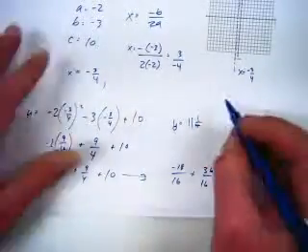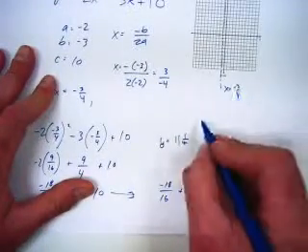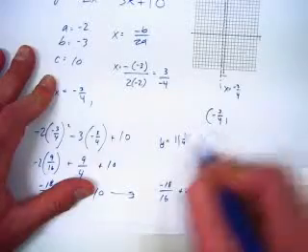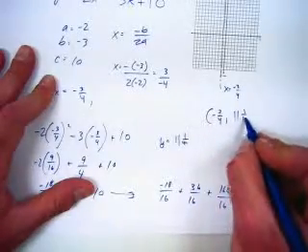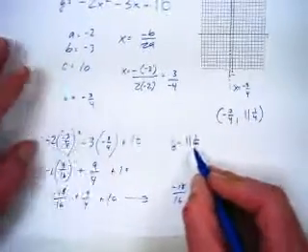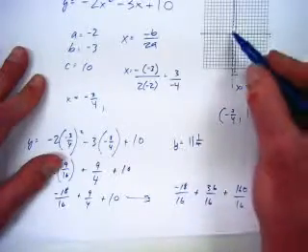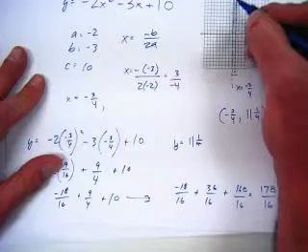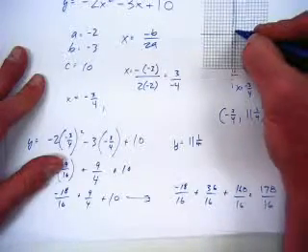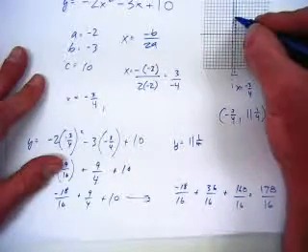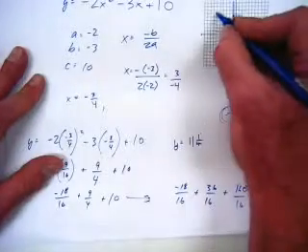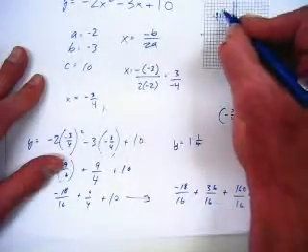So when I graph this, my vertex is going to be negative 3/4 from when we did negative b over 2a, and 11 1/4 from what we just found for y by plugging it in. So we get negative 3/4, 11 1/4. It might be even up here. Let's do these by 2. So 2, 4, 6, 8, 10, 12. So it's going to be right in here. That's our vertex. Negative 3/4, 11 1/4.